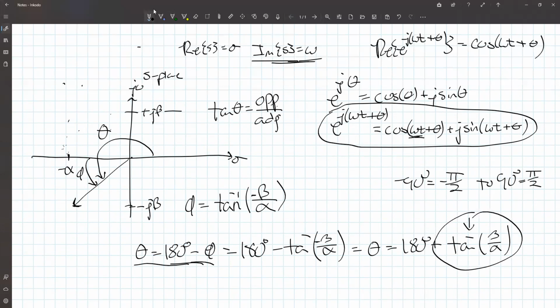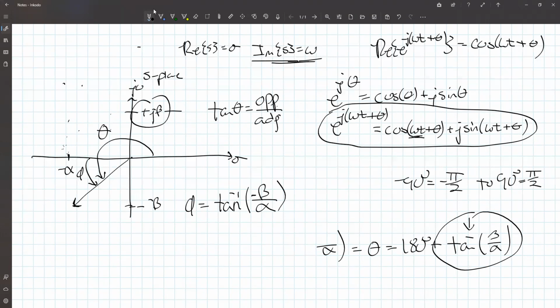So if you have a negative real part, then you do 180 degrees minus the inverse tangent of the actual value of your imaginary part, meaning if you have a negative beta or a negative imaginary part or a positive imaginary part, you plug in that sign, right? But it's the real part that determines whether we need to subtract this from 180.